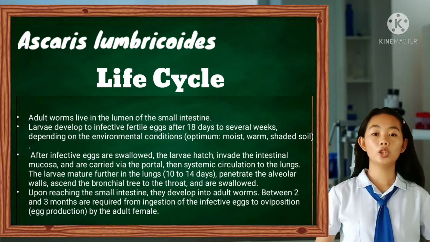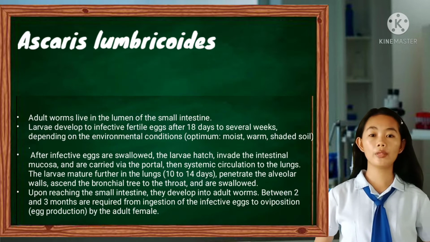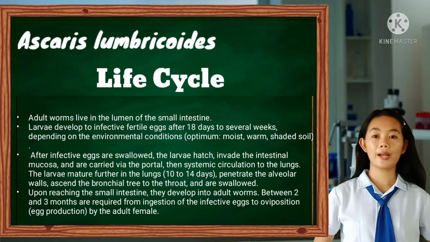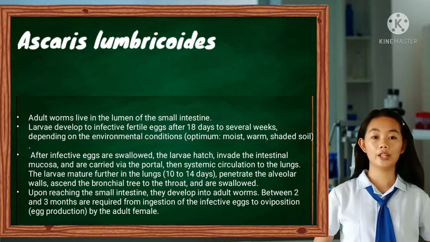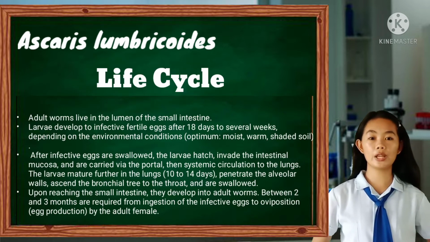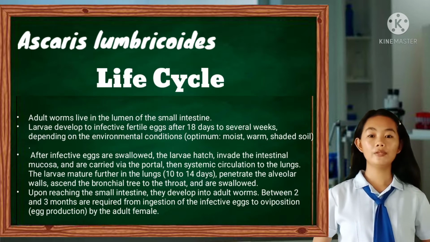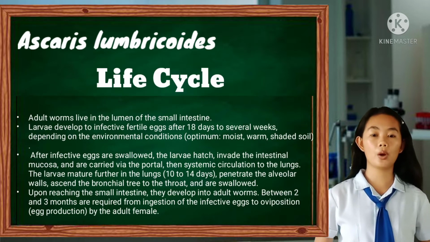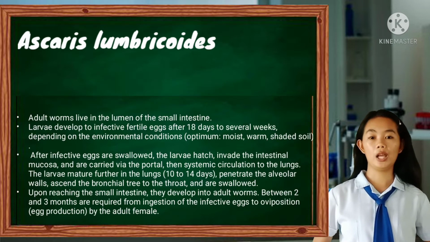Adult worms live in the lumen of the small intestine. A female may produce approximately 200,000 eggs per day, which are passed with the feces. Unfertilized eggs may be ingested but are not infective. Larvae develop into infective fertile eggs after 18 days to several weeks depending on the environmental conditions, with optimum being moist, warm, shaded soil. After infective eggs are swallowed, the larvae hatch, invade the intestinal mucosa, and are carried via the portal, then systemic circulation to the lungs.